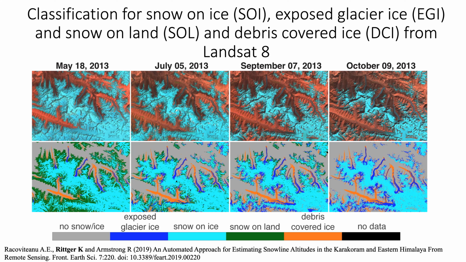Moving from left to right, you see snow on land decreasing, while exposed glacier ice increases and snow on ice decreases. This example is from my colleague Adina Rakovitnu using Landsat data. She published this work in 2019. We use this high resolution data from Landsat every 16 days to calibrate a model to do the same analysis at a 500 meter scale each day, which I'll describe next.